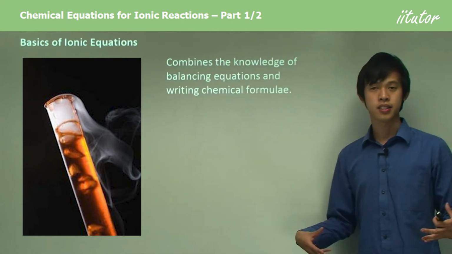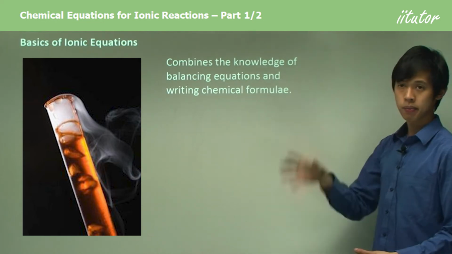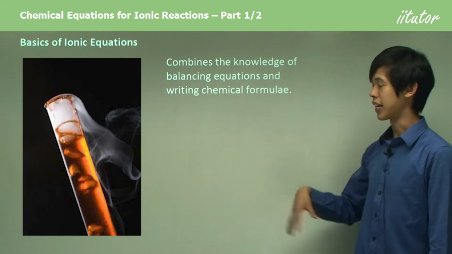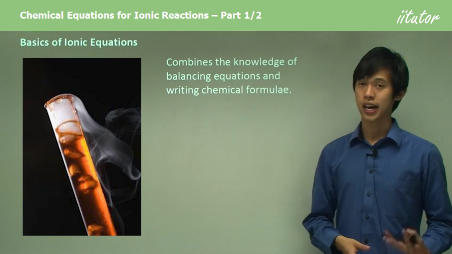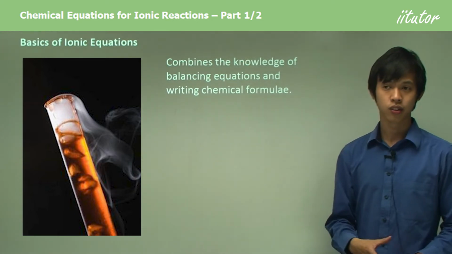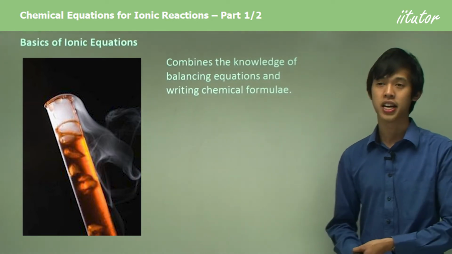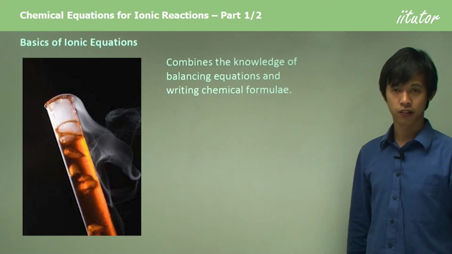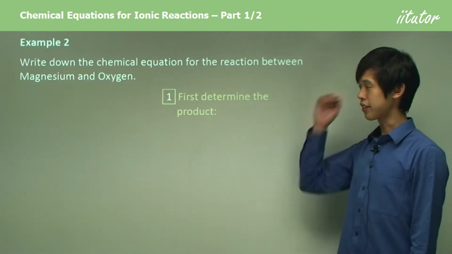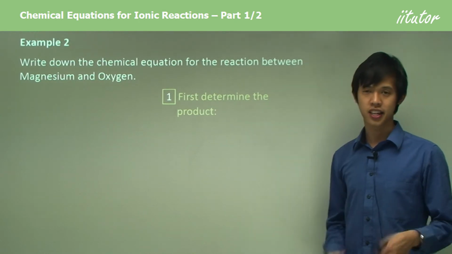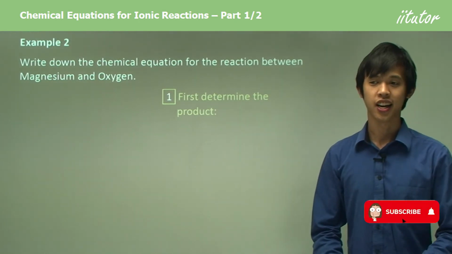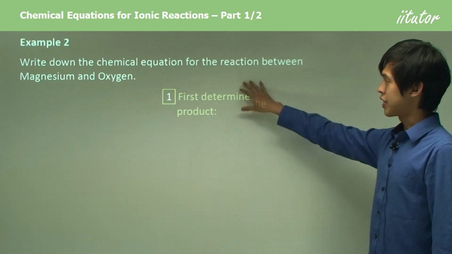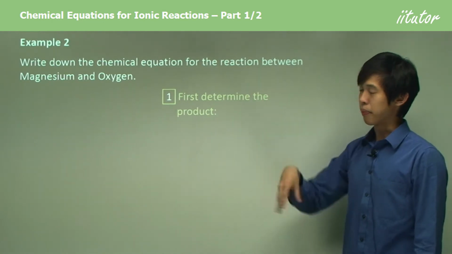Now, what this is essentially is a combination of balancing chemical equations, which I've done a full lesson on, as well as writing chemical formulae, as in knowing how to write the product or knowing how to write the reactants. So it's building up on the knowledge that we've learned before. Okay, so here's another example. It's always better to study this in examples because it's hard to just tell you what to do. So we'll show you. Write down the chemical equation for the reaction between magnesium and oxygen.